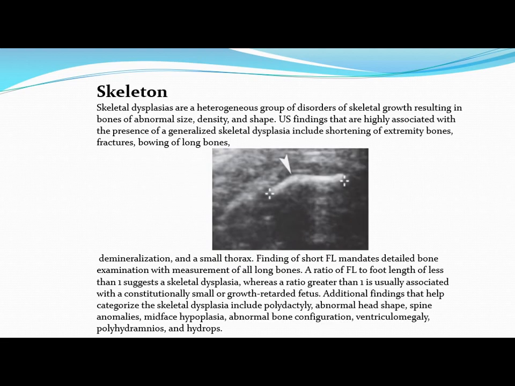Next. Skeletal dysplasia is a very complex group of bony disorders that results in short, long, abnormal, convex, concave, fractured bone, whatever. So any abnormality in the bone can be a skeletal dysplasia. Usually diagnosed by special software by the computer. You enter that the femur is long or short, and the computer will give you possibilities because there are a lot of skeletal dysplasias.